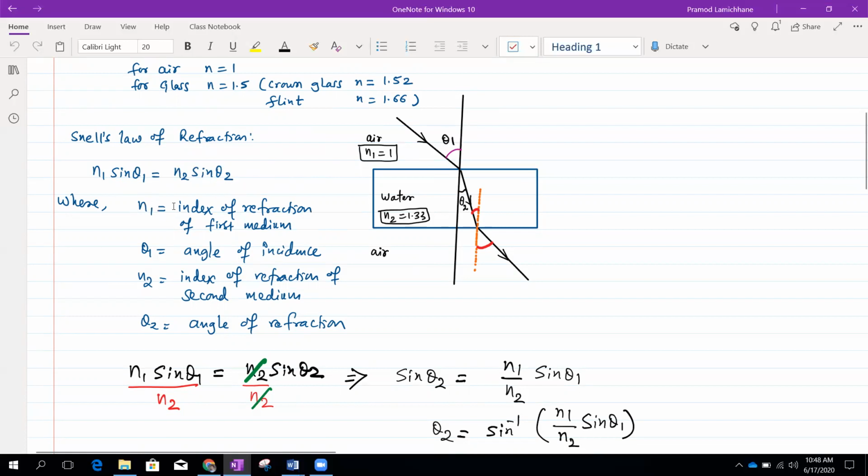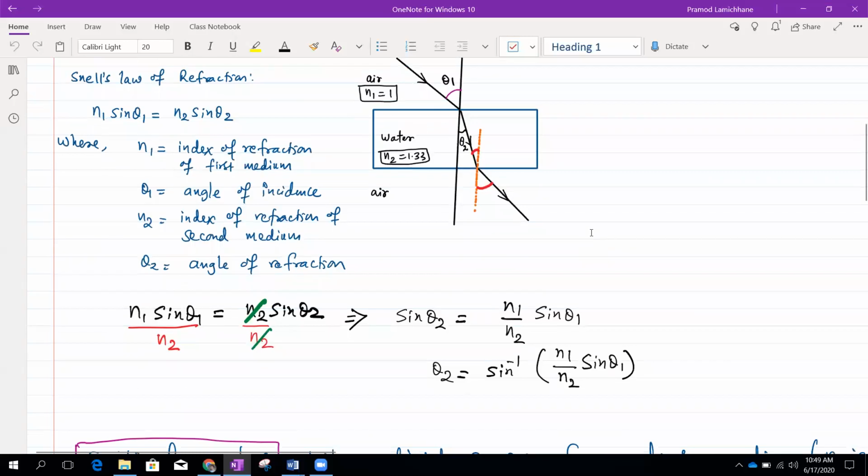So n1 is the index of refraction of the first medium. In this case, it's air, so n1 is going to be 1. Theta 1 is the angle of incidence, whatever the angle is here. n2 is the index of refraction of the second medium. In this case, water, that would be 1.33. And theta 2 would be the angle of refraction. That's how these angles change accordingly.